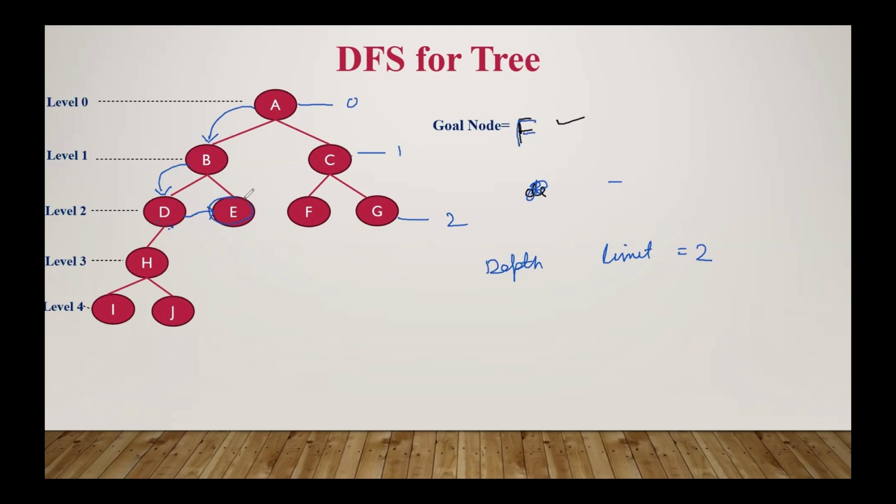So since F is the goal node, it will go back with the backtracking algorithm, then it will go to C. So what happens? It will go to C, then from C it will go to F. So what is the path right now? A, B, D, E, C and F. So we got the result.